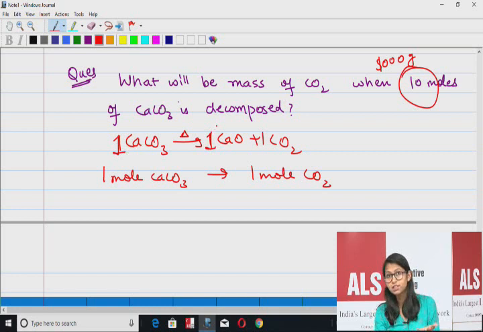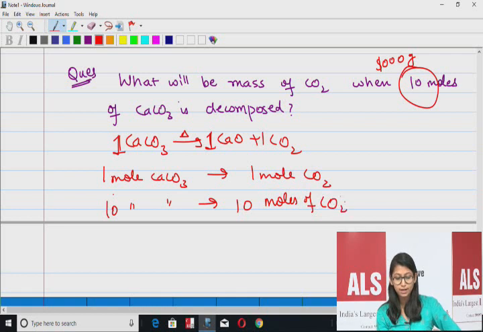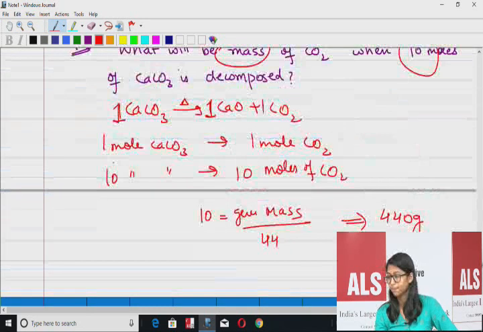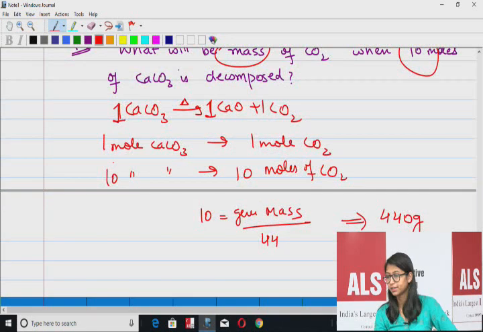So if the mass is given, you will convert it into the moles, right? So like here, you will be getting 10 again. So 10 moles of CaCO3 will be giving you 10 moles of CO2, right? And I have asked about the mass. So you apply the formula moles equals the given mass divided by molar mass, which is 44. So your answer comes out to be 440 grams. Clear? This is correct. Tetso College, you got it right.